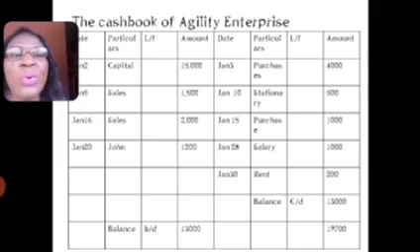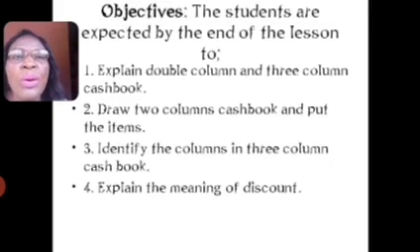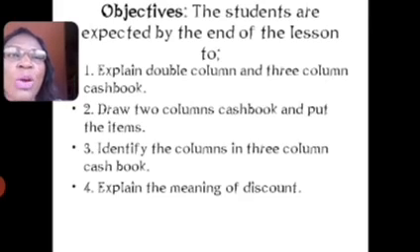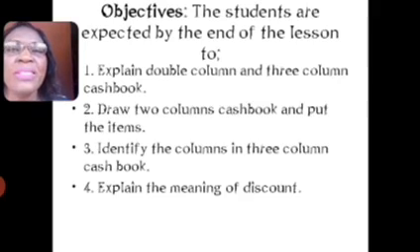Now for this week's lesson, we are also going to continue with the cash book columns: the double column and the three column cash books. Before we go, here are the objectives I expect you to watch out for. By the end of this lesson, I expect that all of you are able to explain the double column and the three column cash books, draw the two column cash book and the three column cash book, put the items there, and explain the meaning of a discount.